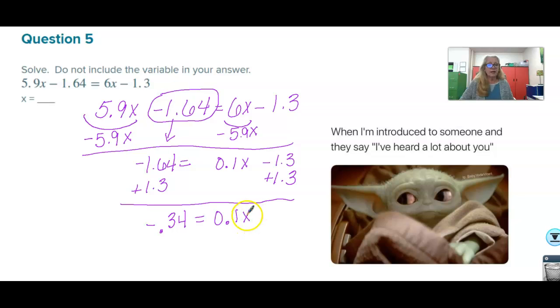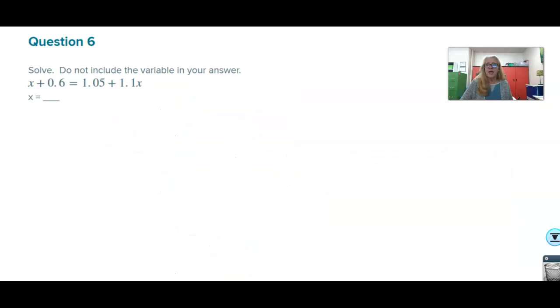0.1x. My final step is to divide both sides by whatever number is with the x, so I'm going to divide both sides by 0.1. -0.34 divided by 0.1 equals -3.4. So in Reveal, then you would just type in -3.4. Okay. Not 0 that time.